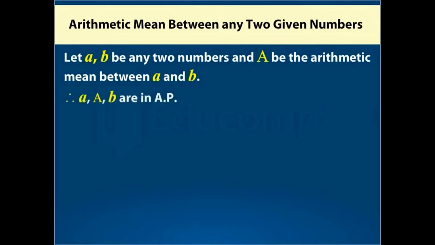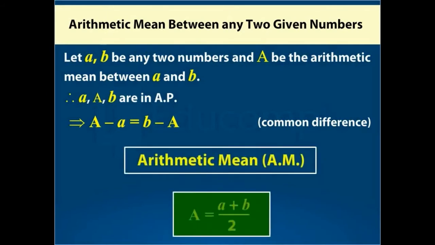Therefore, A, capital A and B are in arithmetic progression. This implies that arithmetic mean minus A is equal to B minus arithmetic mean. So, the arithmetic mean is equal to the average of the two given numbers.